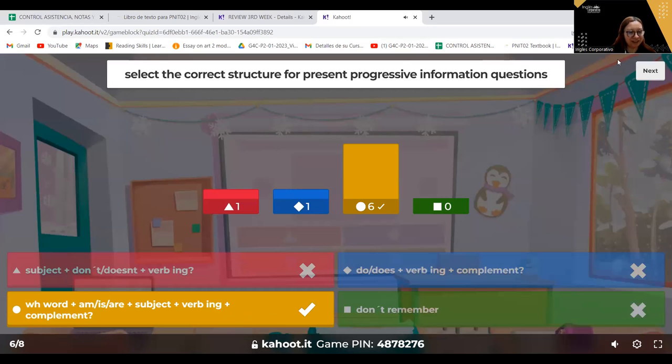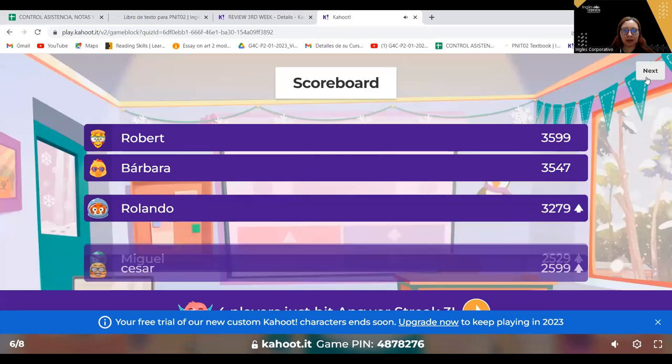Good. Perfect. Yes. This is the correct structure. Veo que dos personitas no agarraron la respuesta correcta, pero no hay nada de problema. Aquí la tenemos, right? Seis personas sí la contestaron correcta. Tenemos WH word, verb 3, subject, verb ing, and complement. Examples. Y les hice preguntas a cada uno de ustedes, ¿verdad? Les dije, por ejemplo, what are you doing after the class? When are you talking to your mother? Right? Why are you studying? Right? Those ones. Let's go to number 7, if I'm not mistaken.